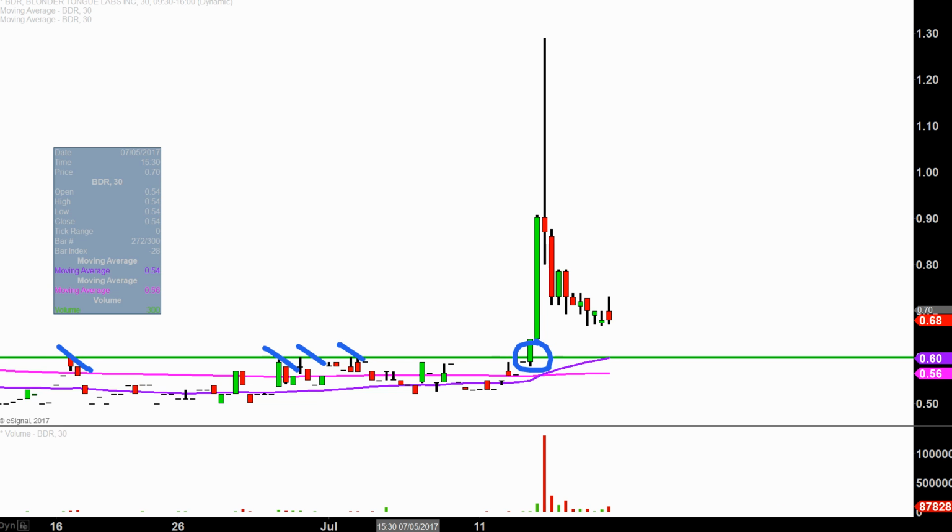So the next part of the definition: price makes a really nice move. Well, I think we can all agree that from here all the way up to there, that was a very nice move. Next part, within a relatively short amount of time, and considering this all happened in the same day, I would consider that a relatively short amount of time. The price goes back to where it started, or in some cases lower.